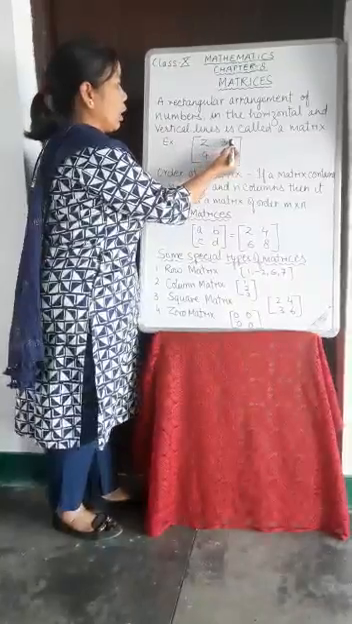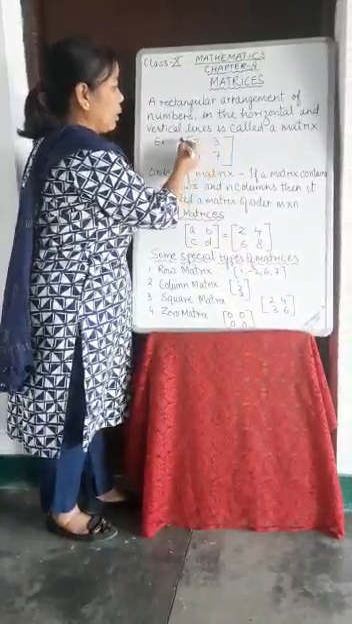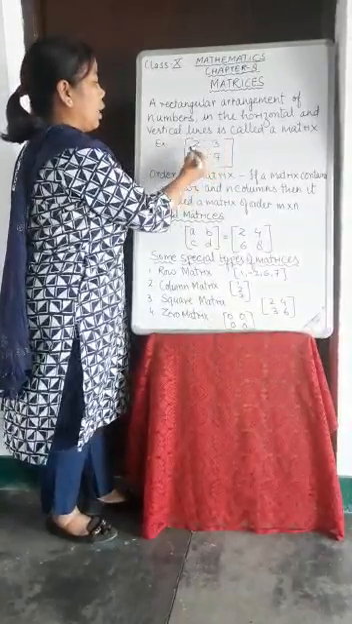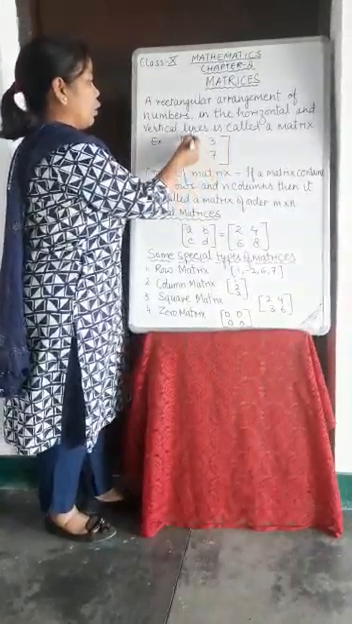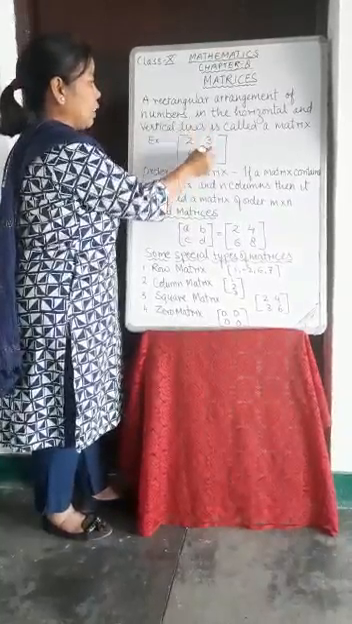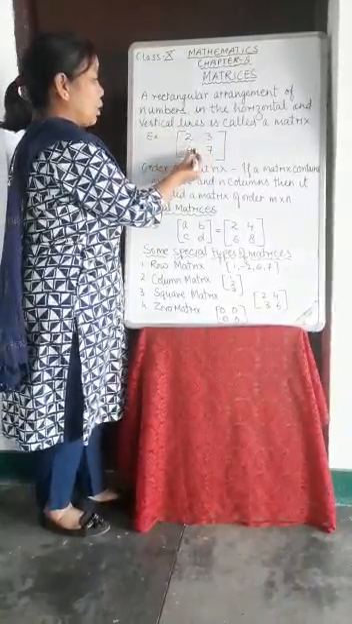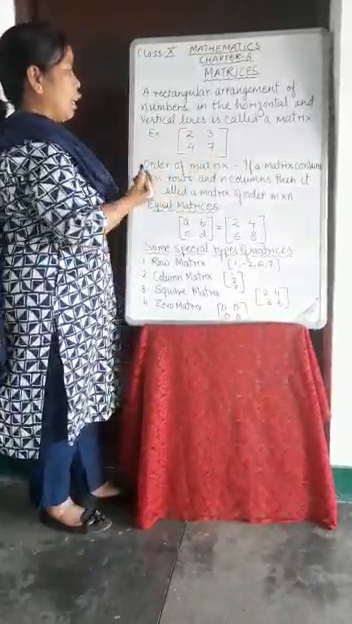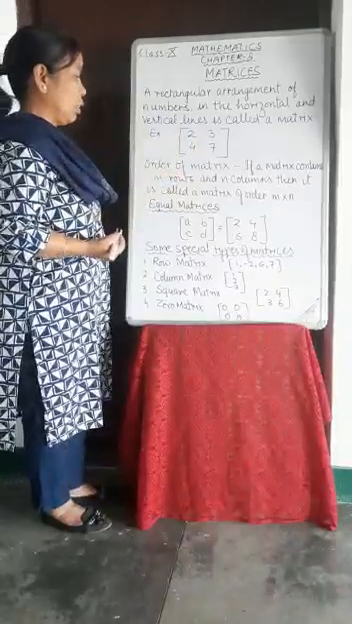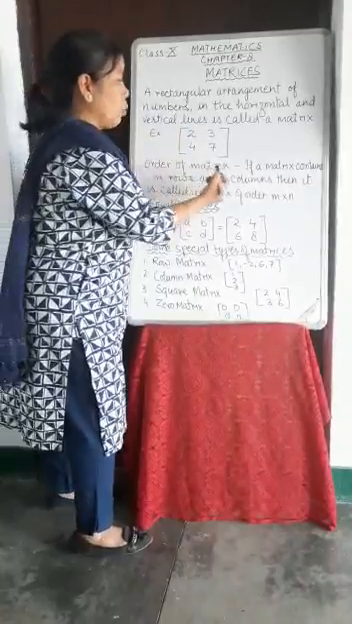The horizontal lines, 2, 3 and 4, 5, are called the rows, and the vertical lines, 2, 4 and 3, 7, are called the columns, and each of these numbers is called an element of this matrix. Now, the order of a matrix. What is the order of a matrix?